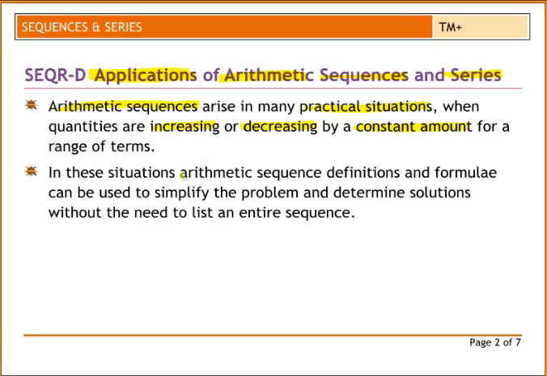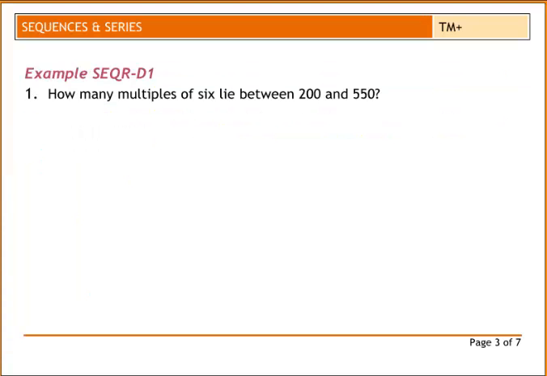Now in these situations we can use our definitions of arithmetic sequences and we can use our formulae to simplify the problem and determine solutions without the need to list the entire sequence. If you do list the entire sequence to answer a question, you will not receive full marks. So our first question here: how many multiples of 6 lie between 200 and 500?